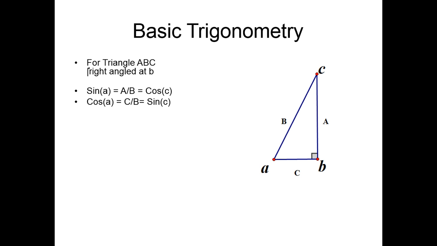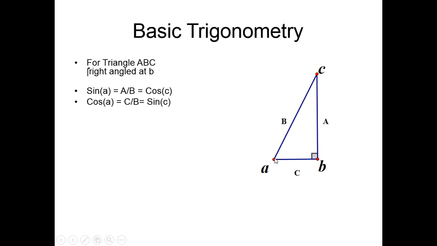The sine of angle A, sine is opposite over hypotenuse. Remember SOHCAHTOA: sine is opposite over hypotenuse, cosine is adjacent over hypotenuse, tangent is opposite over adjacent. So relative to angle A, the sine is A over B. Relative to angle C, the cosine is adjacent over hypotenuse, which is A over B.